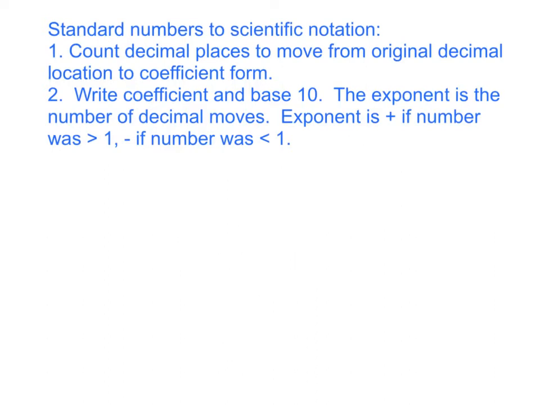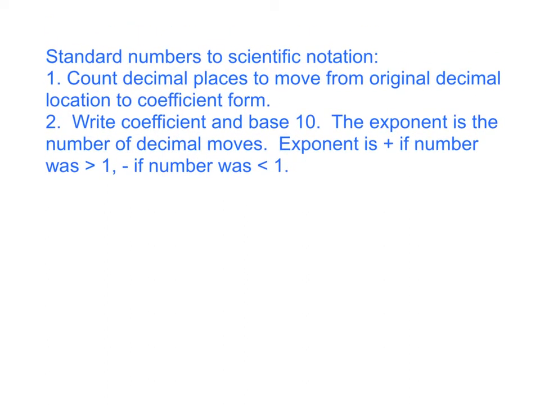All right, so let's do an example real quick. Let's say we're starting with the number 100. The original decimal point, of course, is at the end. It's an understood decimal, but it's there. That means we have to move it twice to the left, which means it's going to be 1 times 10 raised to the power of 2. It's 2 because we moved it 2 places. It's positive because it's a big number. We moved to the left. The number was larger than 1, so it's a positive exponent.